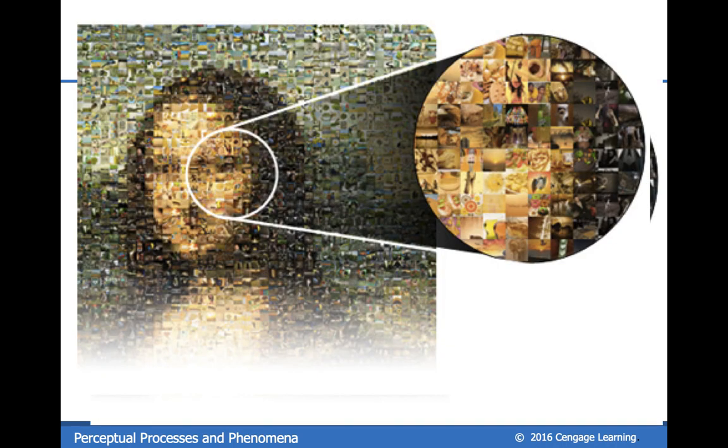Have you ever seen one of these mosaic pictures before? This is kind of the same idea. So on the left, you see Mona Lisa, but she's made up of a whole bunch of different smaller images, and these would be the perceptual units or features. So depending on how close you are to the image, you may see the details first, or you may see the holistic picture first.